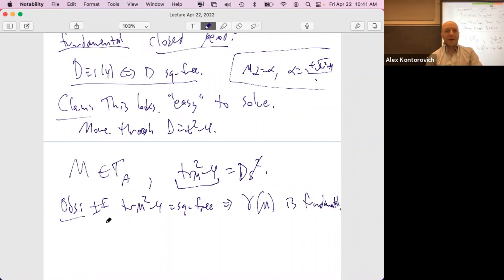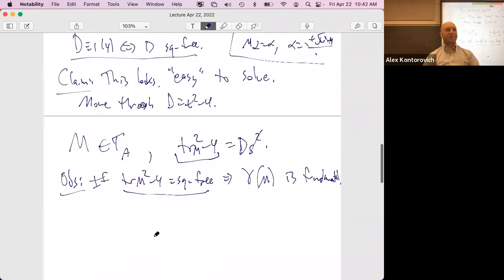Okay, so all you have to do is go to this semigroup and sieve down to square free values of trace squared minus four. Now, this should look easy. So let me explain to you why this should look easy. Right, so we need some black boxes. So one black box is a sieve.